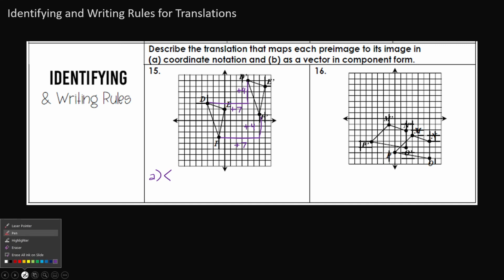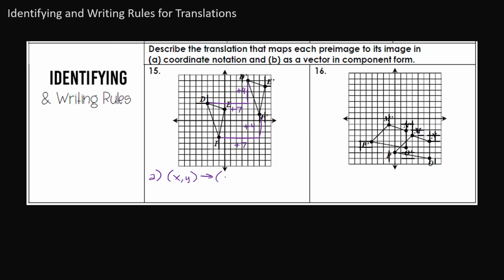So let's practice with coordinate notation first, actually. For coordinate notation, recall that our pre-image point is (x, y), and it is mapped onto the following change: (x + 7, y + 4), or right 7, up 4. So that's coordinate notation. Component form is just a little bit different. We use different brackets for this. Here are the component form brackets. And we know we are moving right 7 and up 4. So the component form would be <7, 4>.